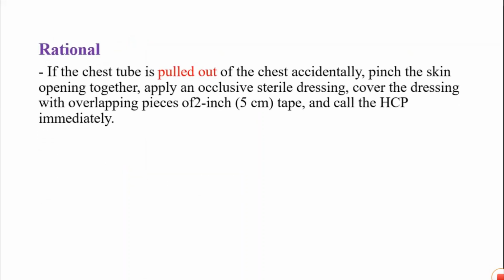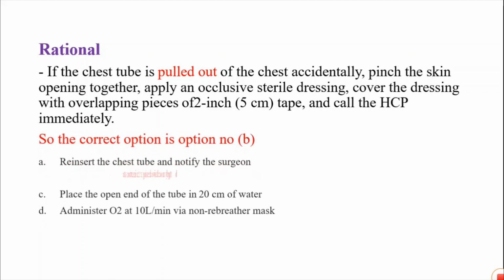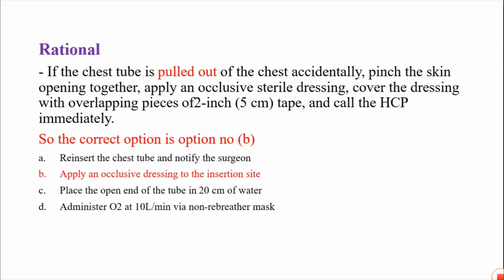If the chest tube is pulled out of the chest accidentally, pinch the skin opening together and apply an occlusive sterile dressing. Cover the dressing with overlapping pieces of 2 inches, 5 cm tape, and call the healthcare provider immediately. So the correct option is option number B, which is apply an occlusive dressing to the insertion site.